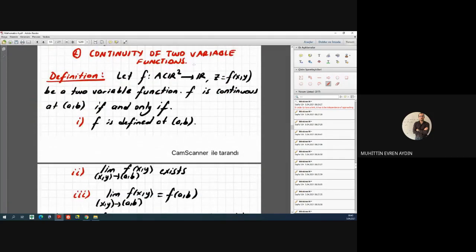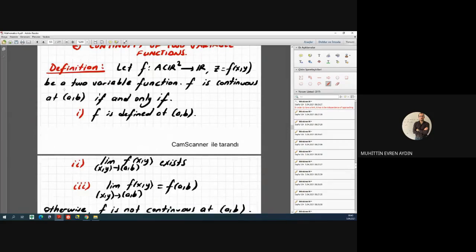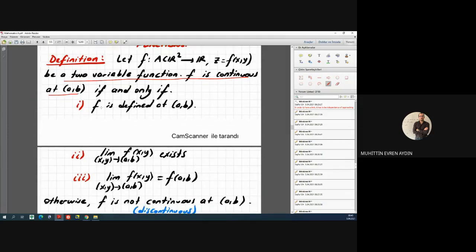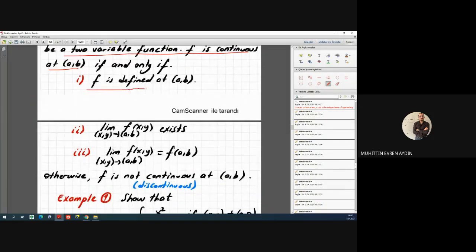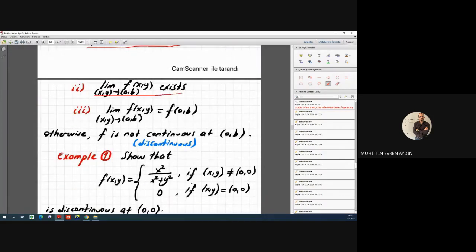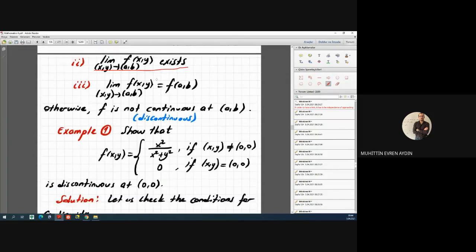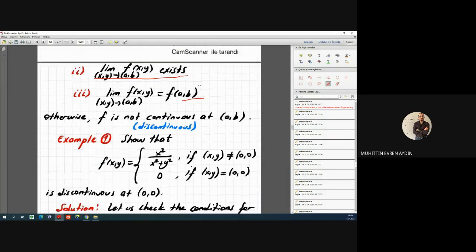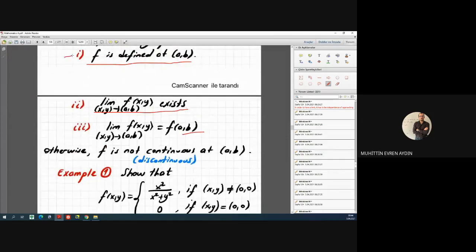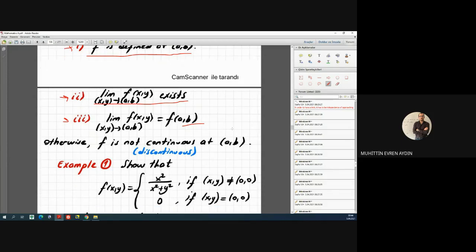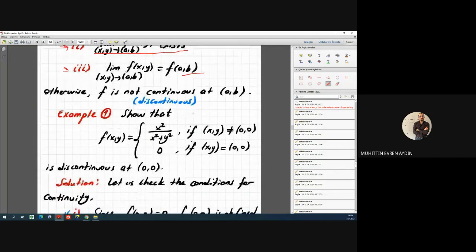Okay, and the continuity of two variable functions. A two variable function is continuous at the point (a, b) if and only if f has to be defined at that point, the limit has to exist, and the limit equals the value of the function f at the point (a, b). If at least one does not hold, then we say f is not continuous at that point, or shortly, discontinuous.